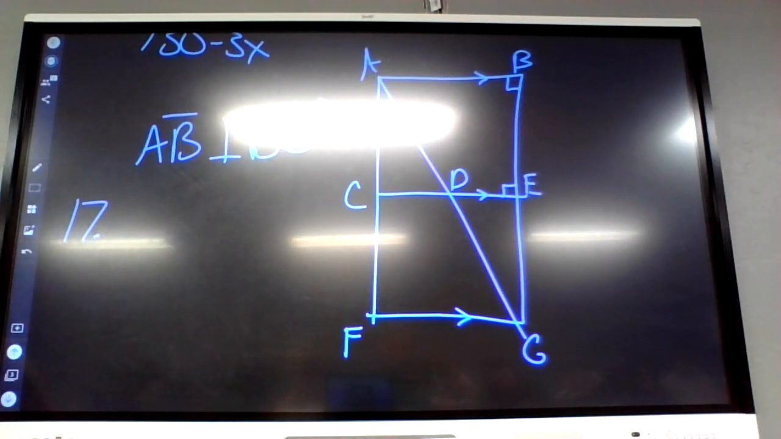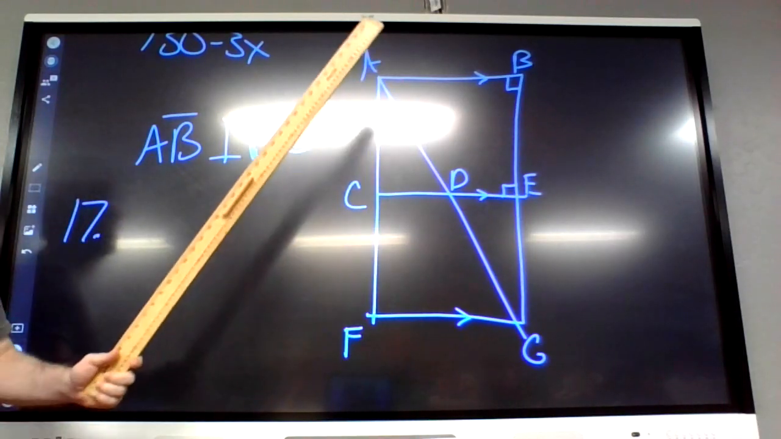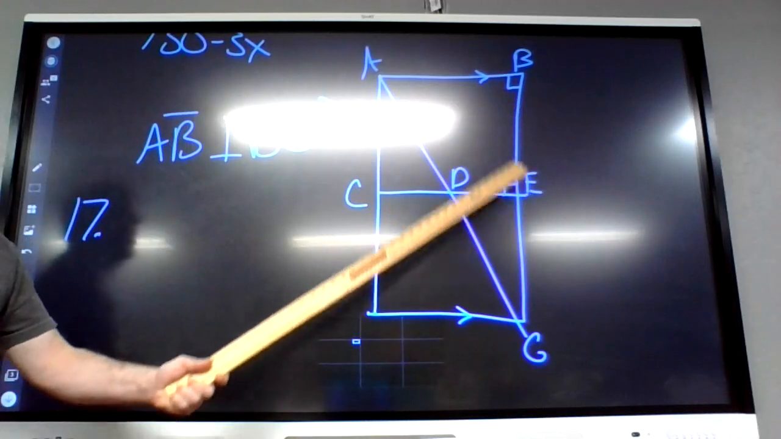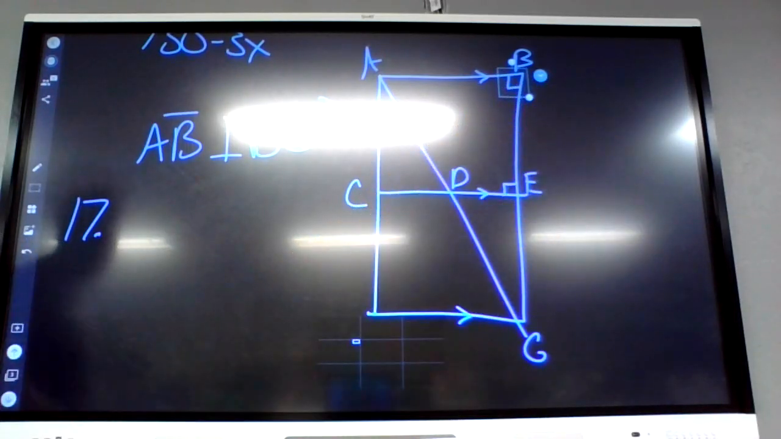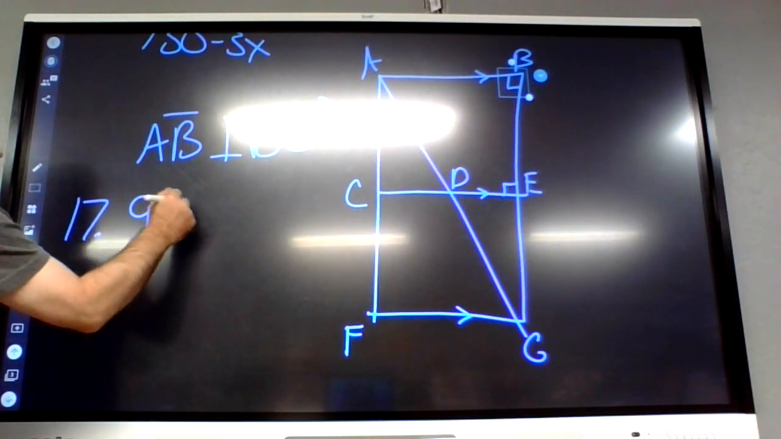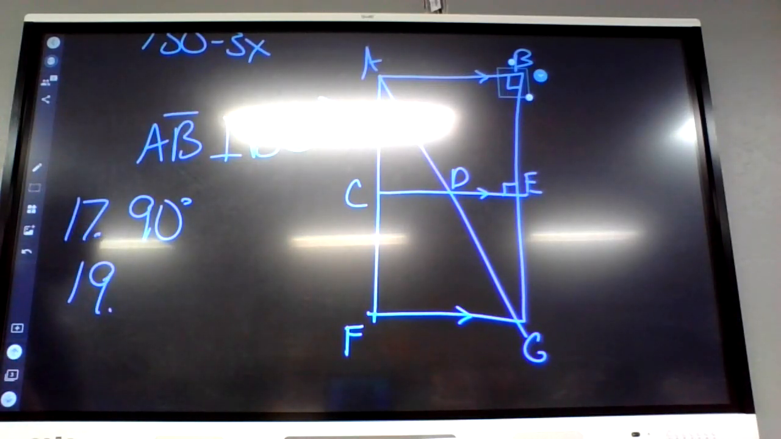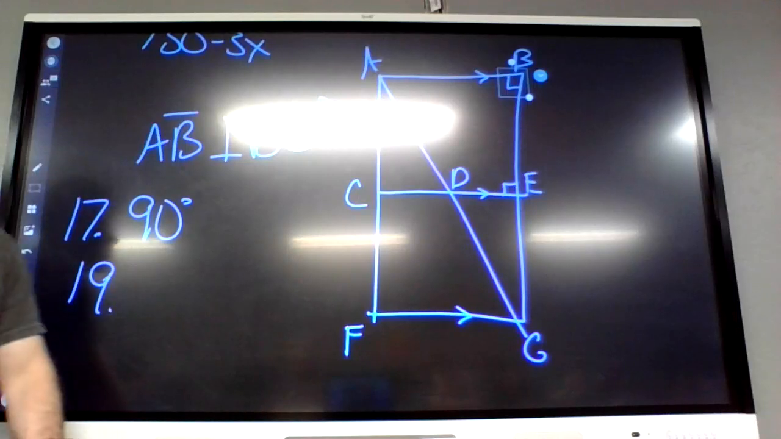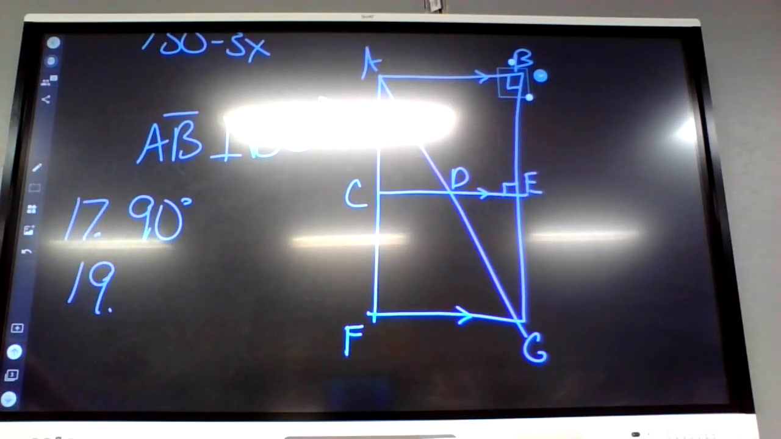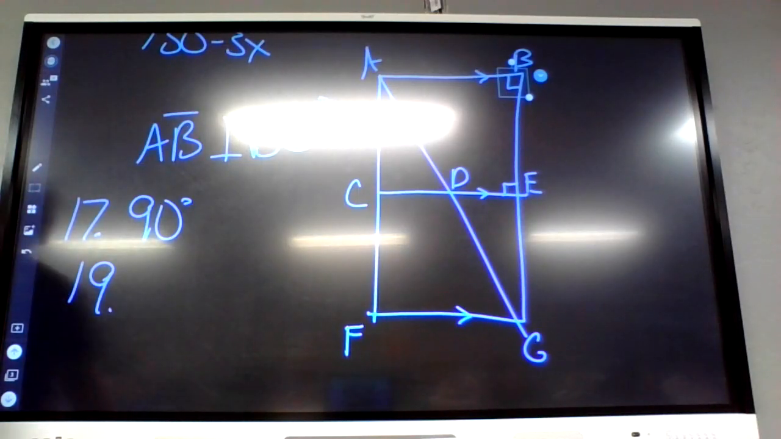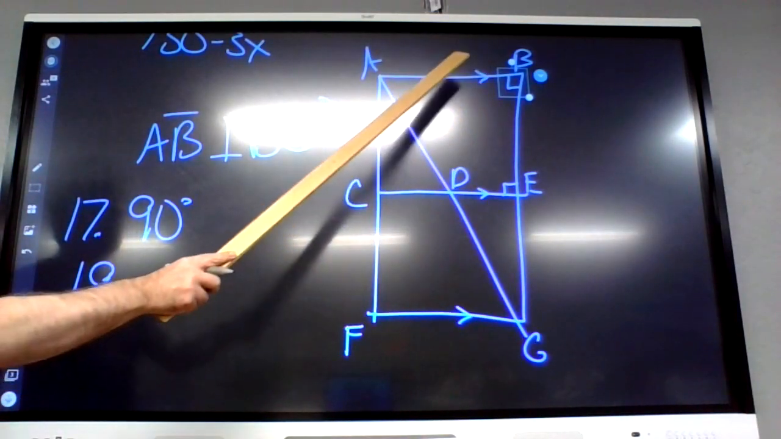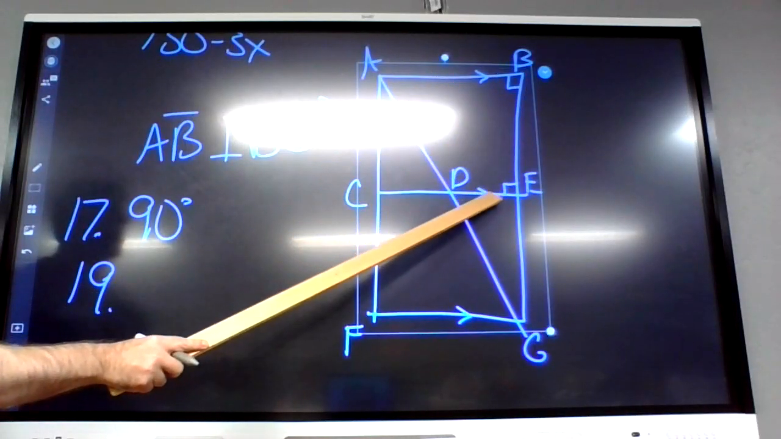Number 17 is, what is the measure of angle ABE? ABE, 90. Because of the perpendicular thing, we don't have to say that part, just 90 is good enough. Number 19, okay, so we actually have to use some words. How do you know that segment AB is parallel to segment CE? So, you guys remember what I said? How did I know these two were going to be parallel?